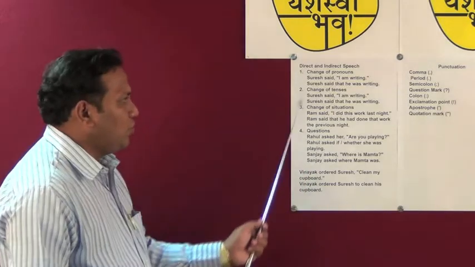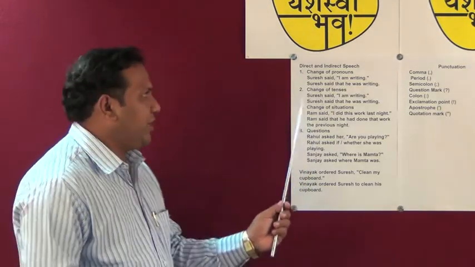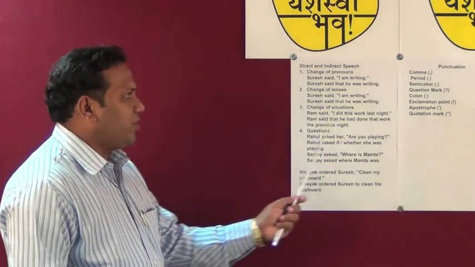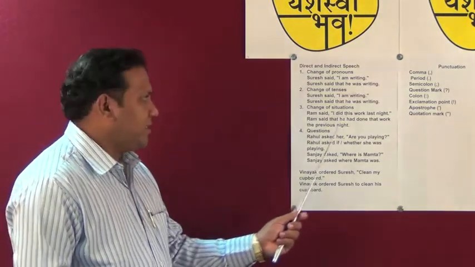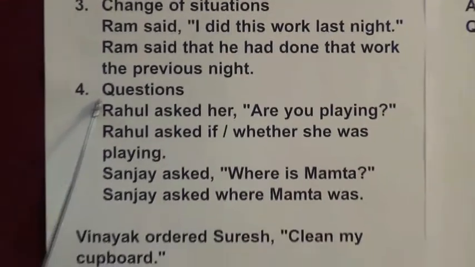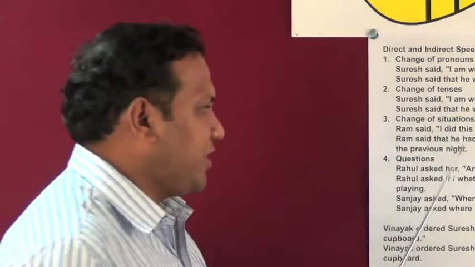So these three rules are very basic rules for changing direct into indirect speech. Let us repeat this: change the pronoun, change the tenses, and change the situation. Now let us try to understand, in case of questions, how to turn direct speech into indirect speech.